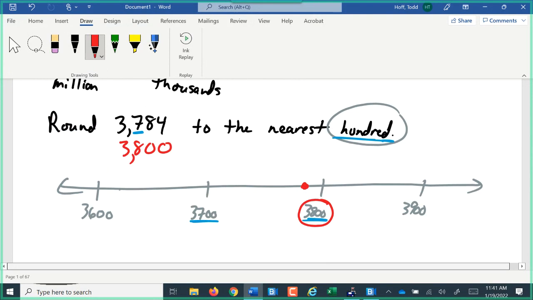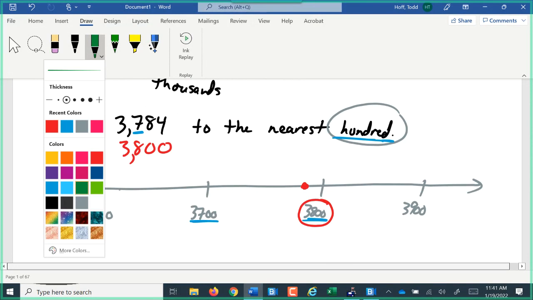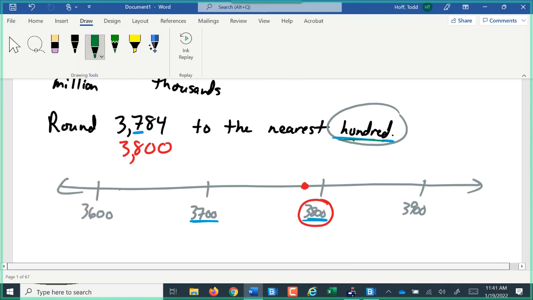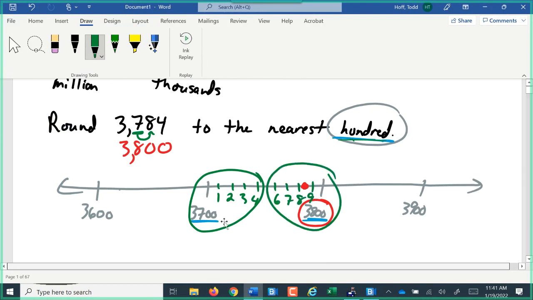Now, we don't want to draw out number lines every time we round numbers, so we've learned shortcuts. The shortcut that most of us were taught was to identify that hundreds place. Again, that was the 7. But then to tell whether it's closest to the 3,700 or if it's closer to the next one up, the 3,800, we look at that next digit. If that next digit was a 1, 2, 3, or 4, we knew it was closer to the smaller one, the 3,700. If it was a 6, 7, 8, or 9, it's closer to the bigger one, the 3,800.